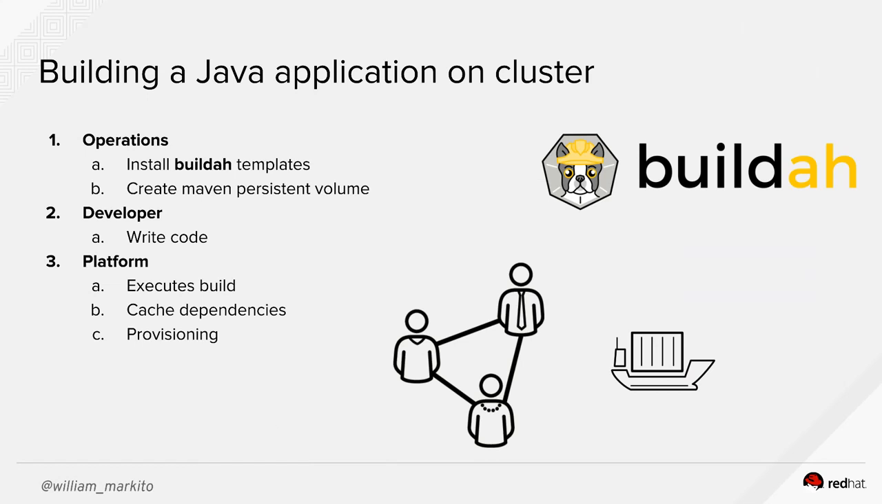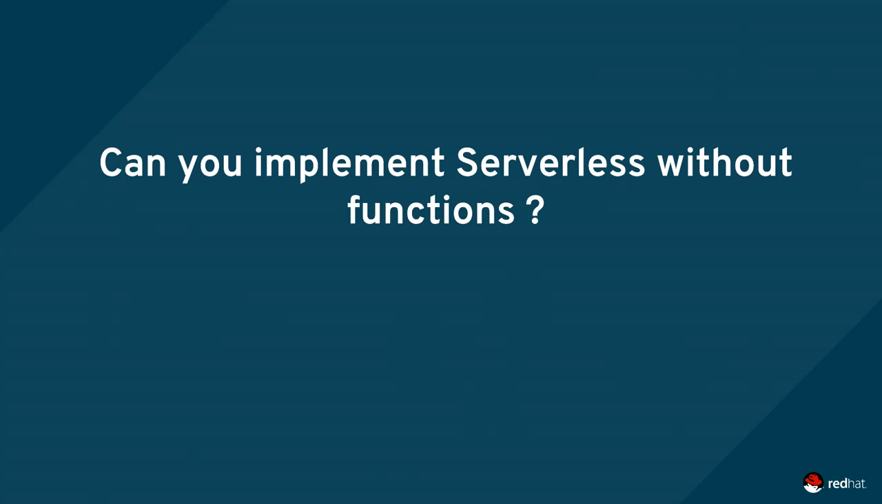And for the build part, that's pretty much it. So you can think about a workflow here where the ops team installs those build templates. I'm using buildah here for that, and maybe creates the Maven persistent volume, so that's going to be shared. A developer just writes code, and the platform takes care of executing that build, caching the dependencies, and then provisioning your app.